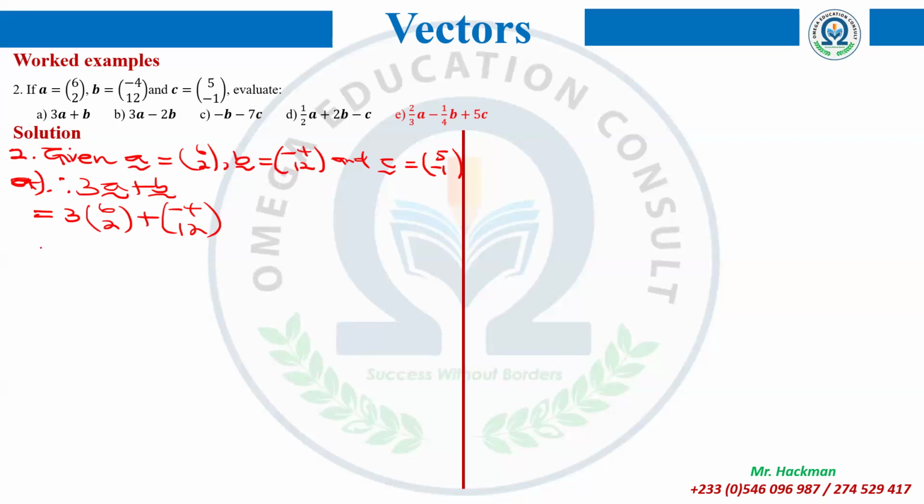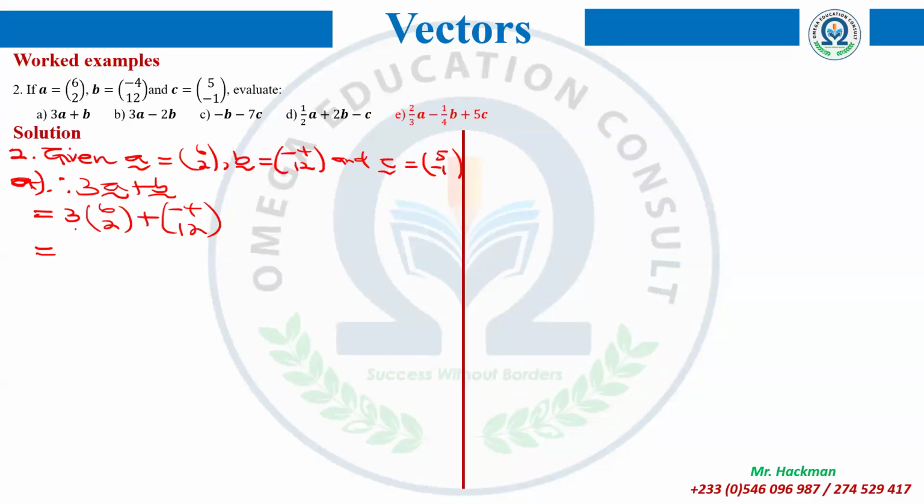Take note. So at this point, my simple advice is whenever you have this situation, always deal with the product first, the scalar and the vector first before you come and add. So that's what we are going to do as well.